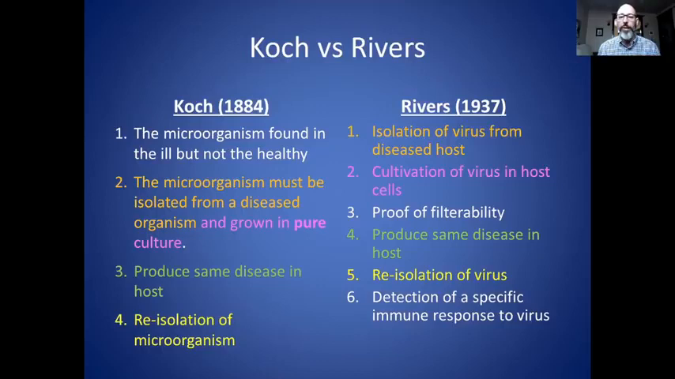Then the 5th criterion is re-isolation of the virus. So that's from the person that you produced the disease in. You can once again isolate that particle or agent from that person. And then finally, the detection of a specific immune response to the virus. And this is much more difficult to prove because of the specificity issue, but I'm not going to really cover that very much during this talk because it is, in my opinion, the least important of the criteria.